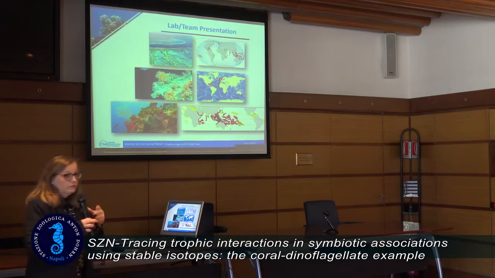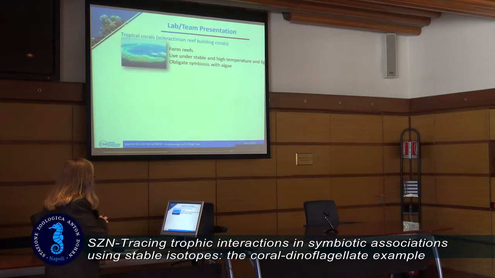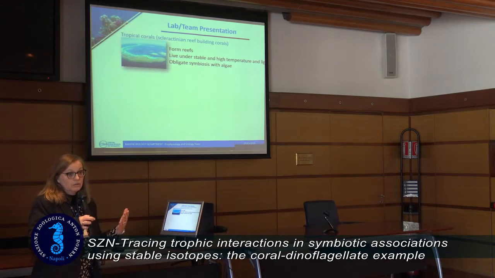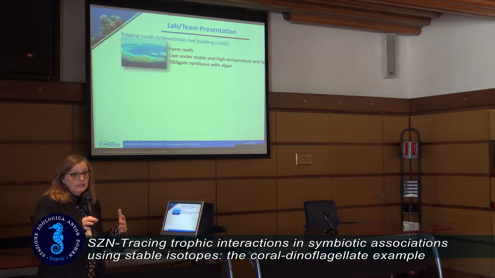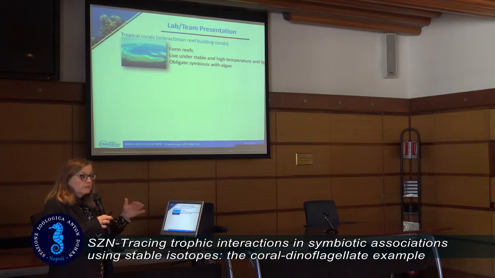And why we have these 3 different corals, it's because the tropical corals, they form reefs, and they live under stable temperature and light, but usually it's high temperature and high light. And they are almost symbiotic with algae. Most of them, those who are building the reefs, they live in symbiosis with algae.